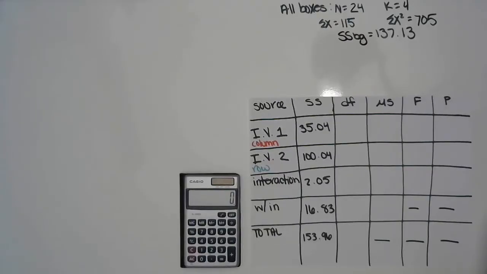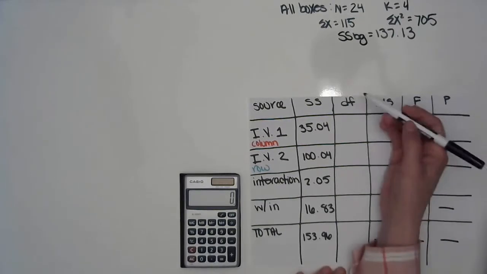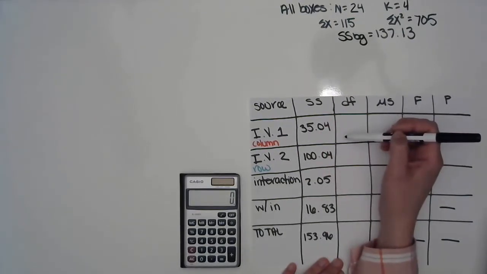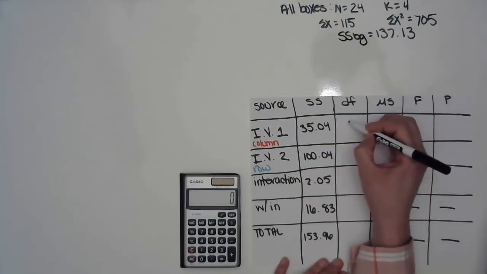Okay, next we can go ahead and start filling out the rest of our columns. Go ahead and pull out the sheet of paper with the table on it and how to find the answers for each of the squares in that table. I showed you earlier in the video how to do that. So let's find our degrees of freedom for our first independent variable, or for our column area. The degrees of freedom for this is the number of columns minus 1. We had 2 columns, so 2 columns minus 1 is going to give us degrees of freedom of 1.